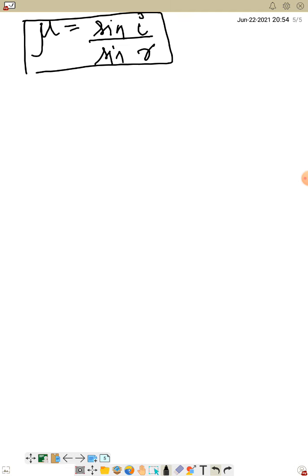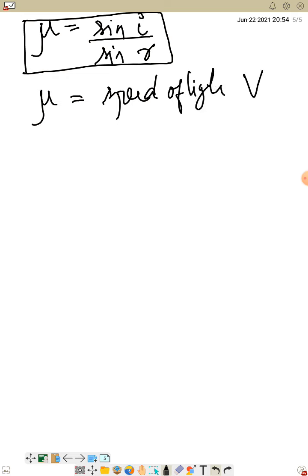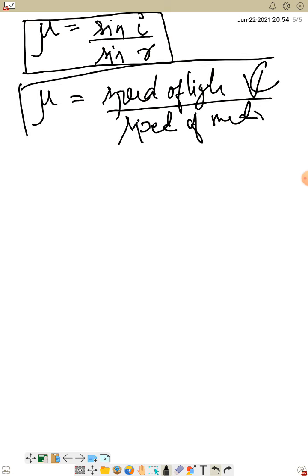This gives you the refractive index of the second medium. Then another relation, the one that we used just now, is with respect to the speed of light in vacuum, that is c divided by the speed of light in whatever medium you are taking. This is the second one. Now we can have one more relation.